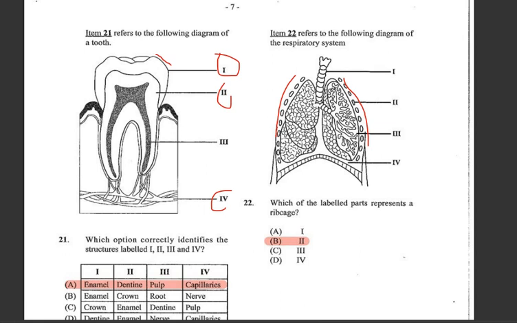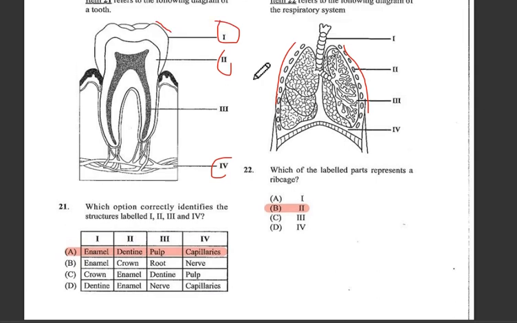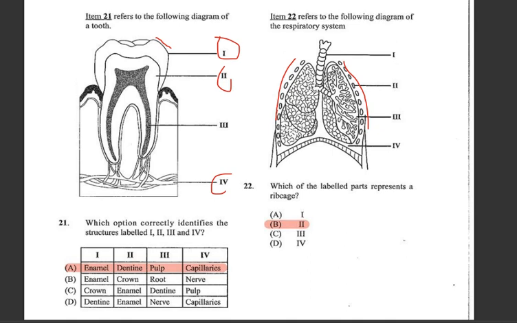Alright, so number 21 refers to the following diagram. Here we had a tooth diagram, with 1, 2, 3 and 4. So here we're going to label the structures. The structure labeled 1 is the enamel, 2 is the dentine, 3 is the pulp, and 4 is the capillaries. Alright, we're just moving along, guys, getting straight to the answer, and then I give a little bit of explanation.